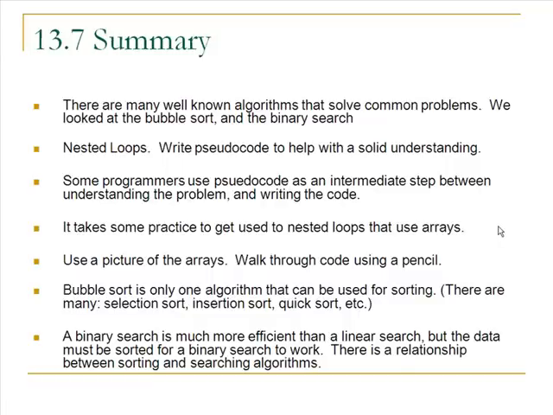So just a short summary now of the things that we've looked at in this segment. There are many well-known algorithms that solve common problems, and we looked at two of them, the bubble sort and the binary search. We also briefly looked at the linear search, which is a very simple one-loop search algorithm. We wrote a bubble sort that included nested loops, and we wrote pseudocode that helped us to have an understanding of the algorithm.